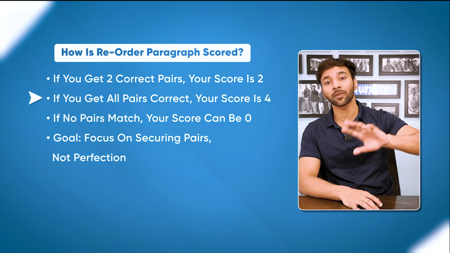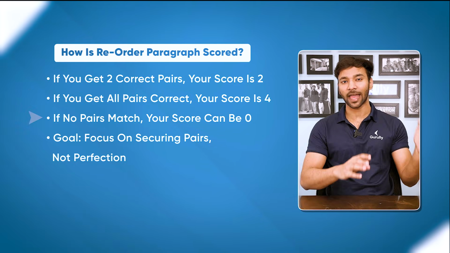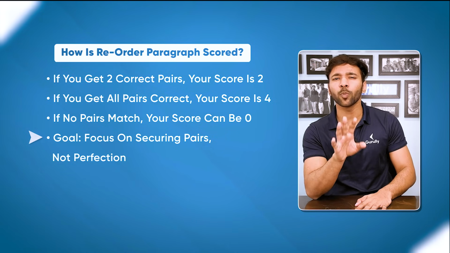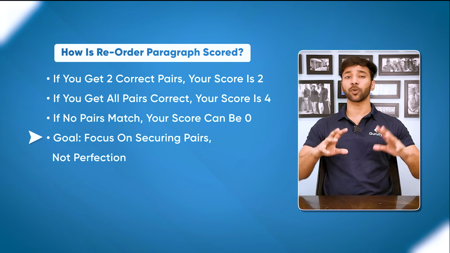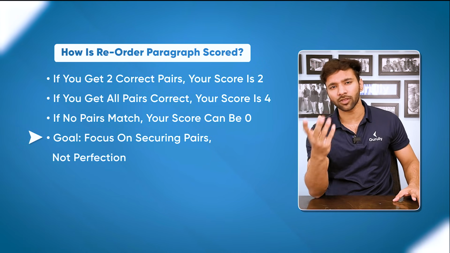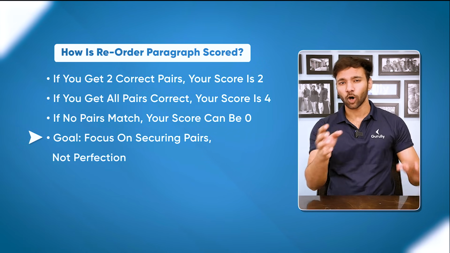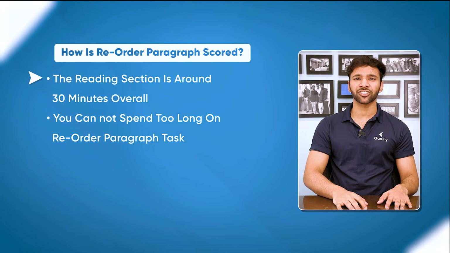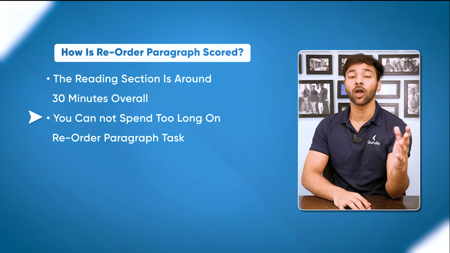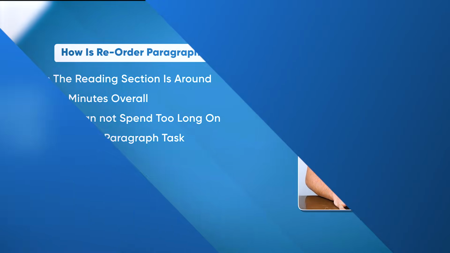Similarly, if you get all of them correct, your score will be 4. And the minimum score can be 0 if none of your pairs match. So your goal becomes very clear. Don't chase perfection, chase correct pairs. That mindset alone improves accuracy and reduces stress. Also keep one thing in mind that the reading section is approximately 30 minutes overall. So you can't afford to spend forever on this reorder paragraph task.